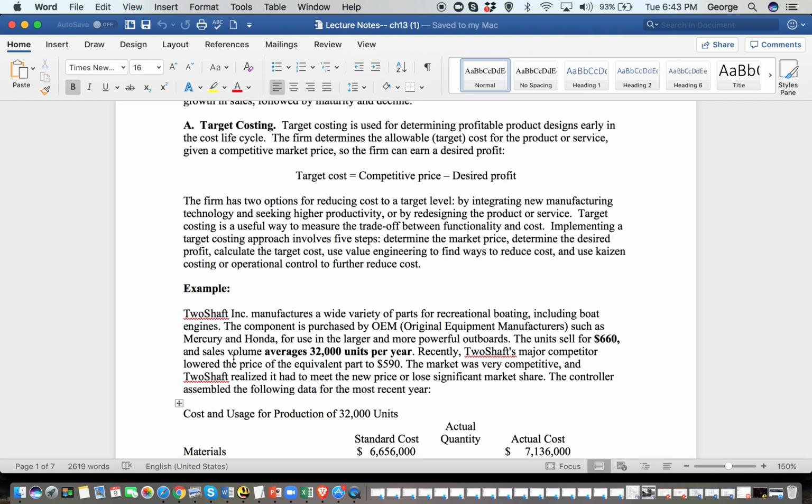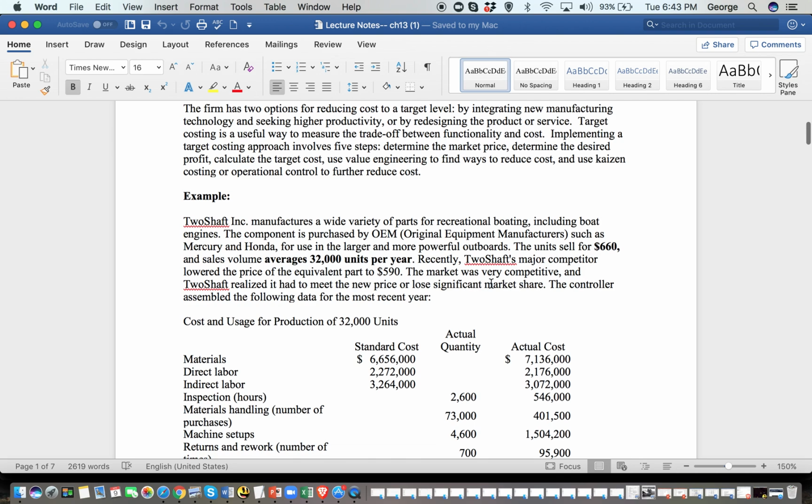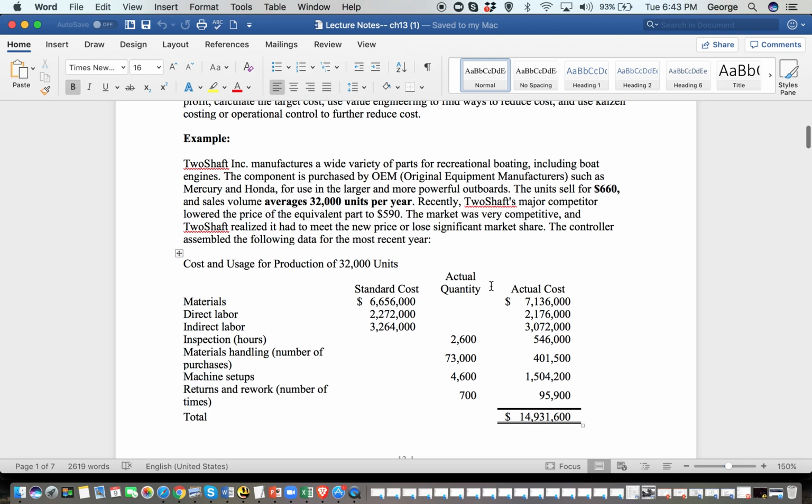So there are 5 steps. Determine the market price, so that's probably pretty easy. Determine desired profit, that should be easy as well. Calculate the cost, that's easy, but the last 2 are hard. Use value engineering to find ways to reduce costs, and then use Kaizen or operational control, say a standard costing system and variance analysis, to reduce the cost even further. So here is an example I provided for you.